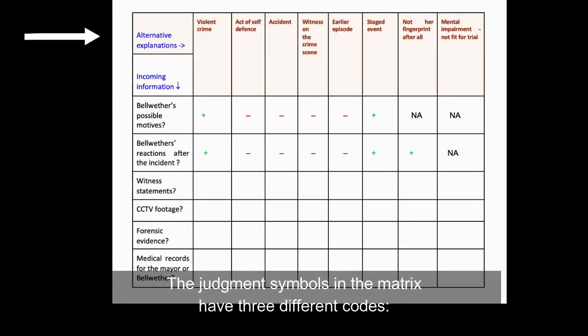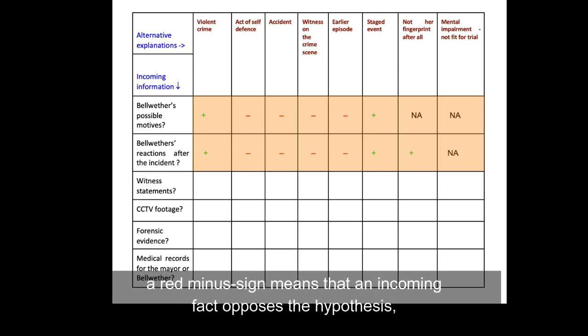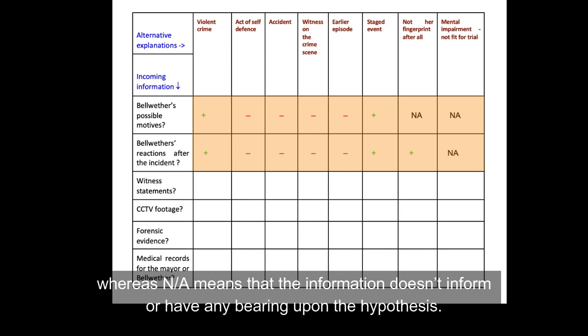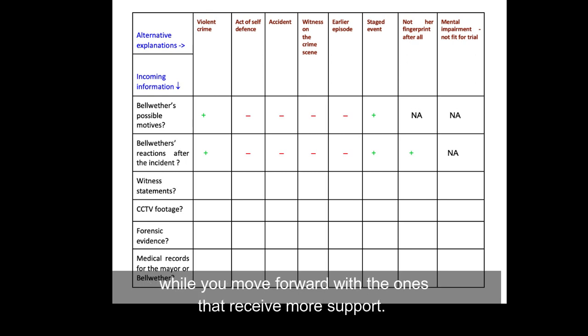The judgment symbols in the matrix have 3 different codes. The green plus sign means that the explanation is supported. A red minus sign means that an incoming fact opposes the hypothesis, whereas NA means that the information doesn't inform or have any bearing upon the hypothesis. The hypotheses that attract the most opposition or minus symbols can gradually be dismissed, while you move forward with the ones that receive more support.